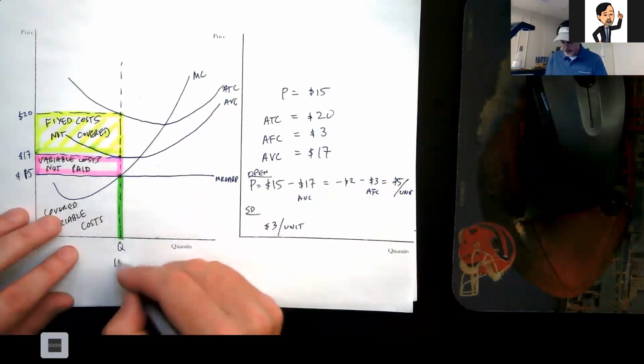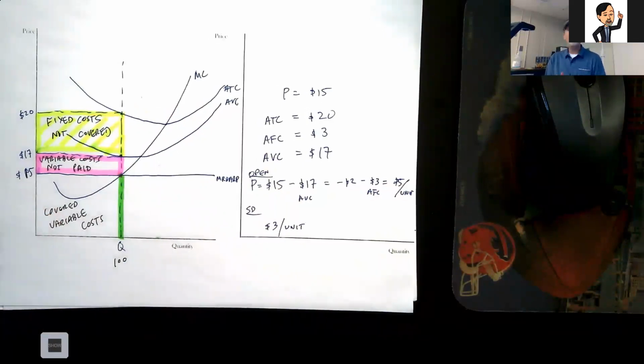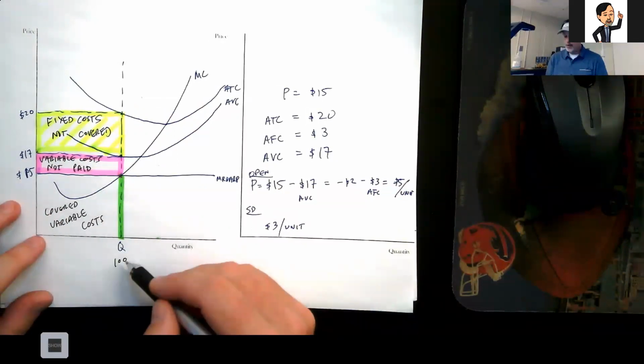If I put 100 here, what are my fixed costs if that's 100? This is a good question, isn't it? Tal, what is it? What are total fixed costs if this quantity is 100?